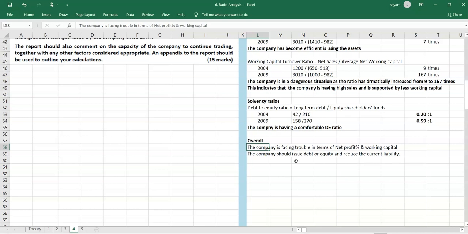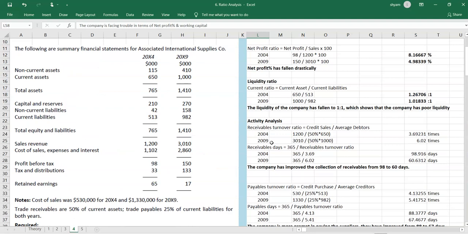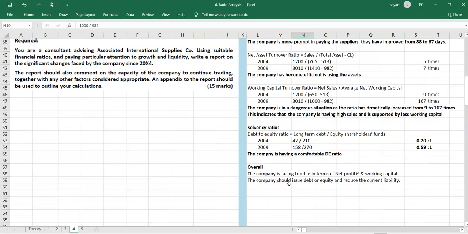So they can easily reduce it. So the question is, can they reduce it? To have at least a 2:1 ratio here, if the ratio has to be 2:1, that's ideal. That means 1000 divided by 500, that should be the number. So they have to repay 482 of current liability. So the company should repay 482. That seems to be the problem.